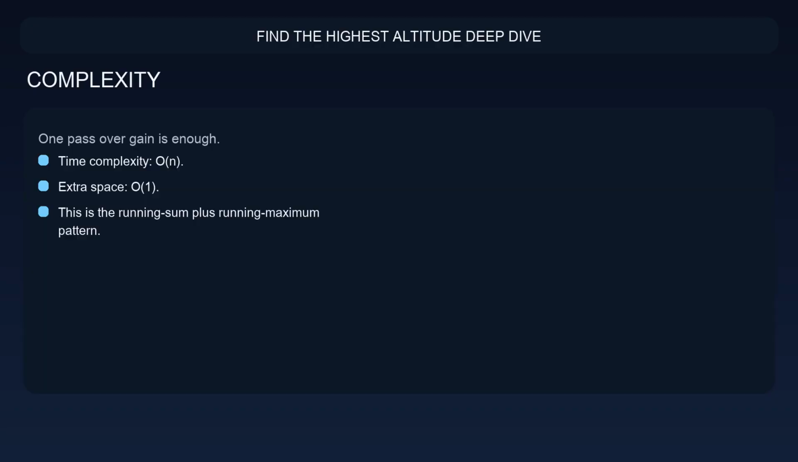This is linear time and constant space, and it is a very friendly prefix sum warm-up problem. 1 pass over gain is enough. So in practice, time complexity O(n), extra space O(1), and this is the running sum plus running maximum pattern.